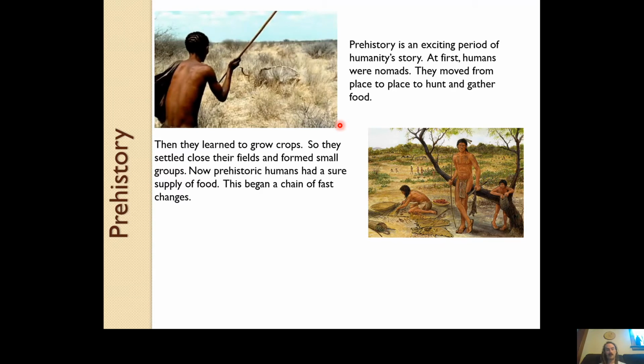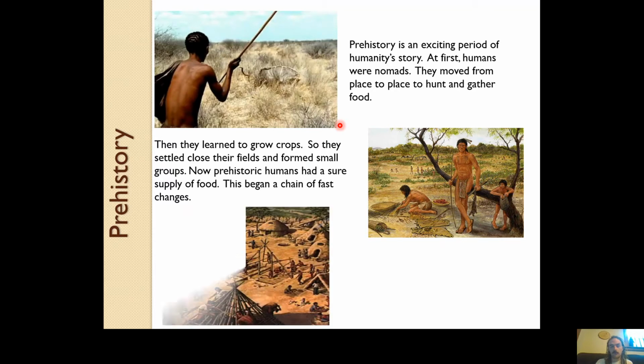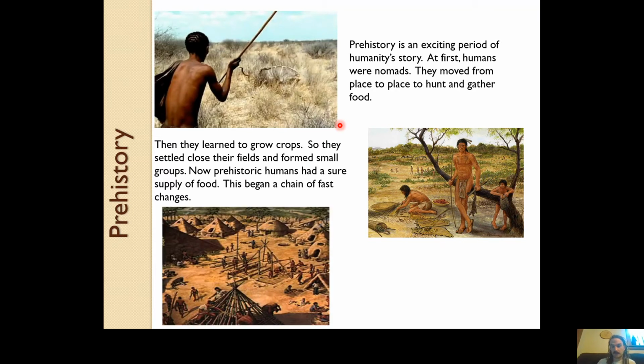Once they started to learn to grow crops, though, that kind of fell off. They just stayed close to where the crops would grow, and they would form small groups there, like little villages. So once people had a sure supply of food, they didn't have to follow around the animals anymore. Well, then they started to improve the places where they stayed. It was like, well, if I'm going to live here forever, I might as well build a house.